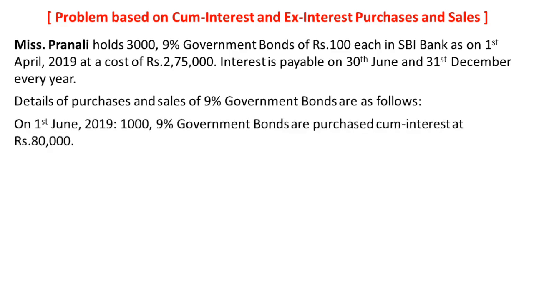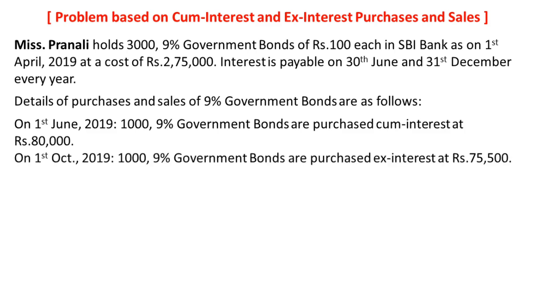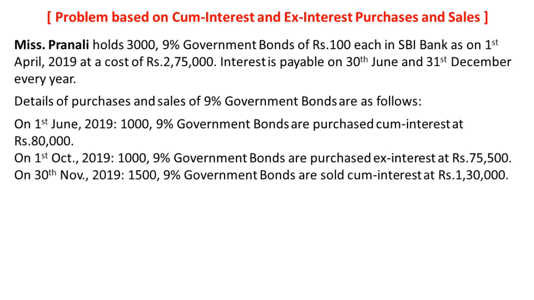On 1st June 2019, 1,000 9% government bonds are purchased cum interest at rupees 80,000. On 1st October 2019, 1,000 9% government bonds are purchased ex interest at rupees 75,500. On 30th November 2019, 1,500 government bonds are sold cum interest at rupees 1,30,000.